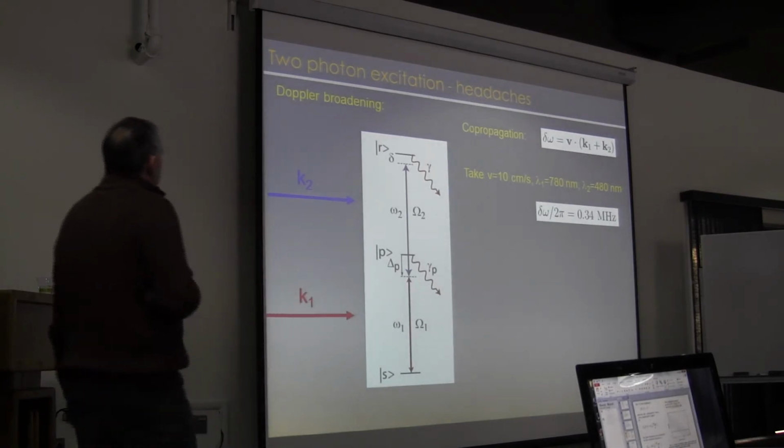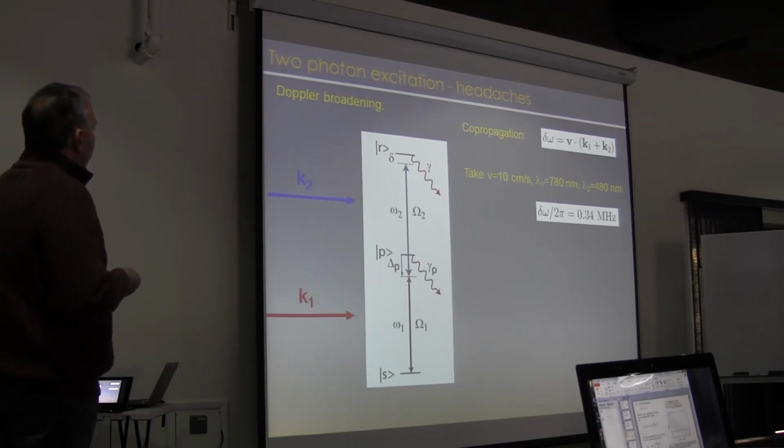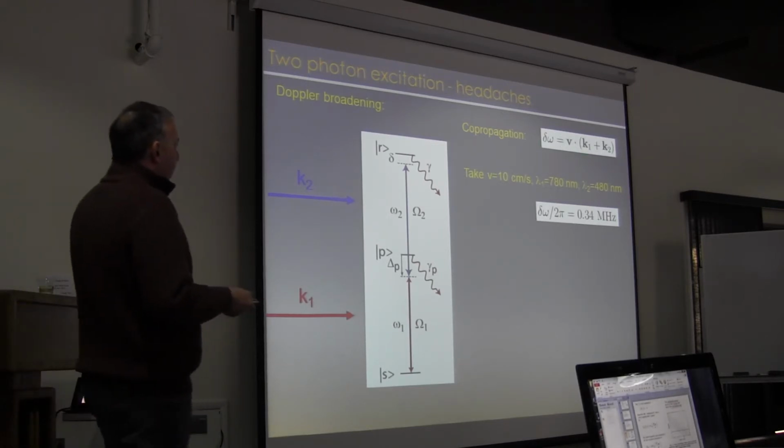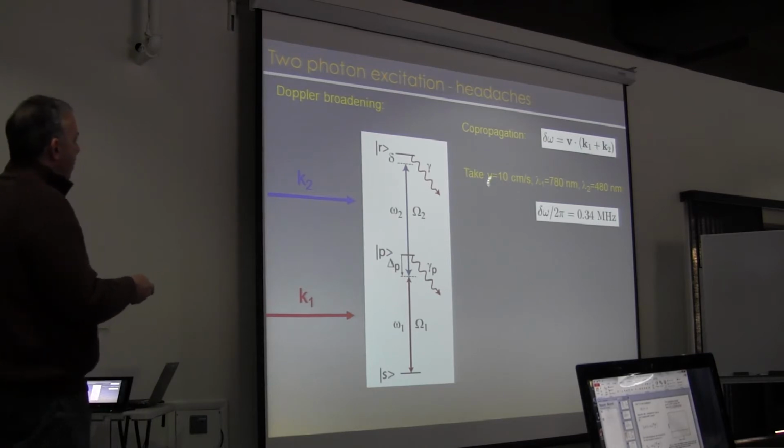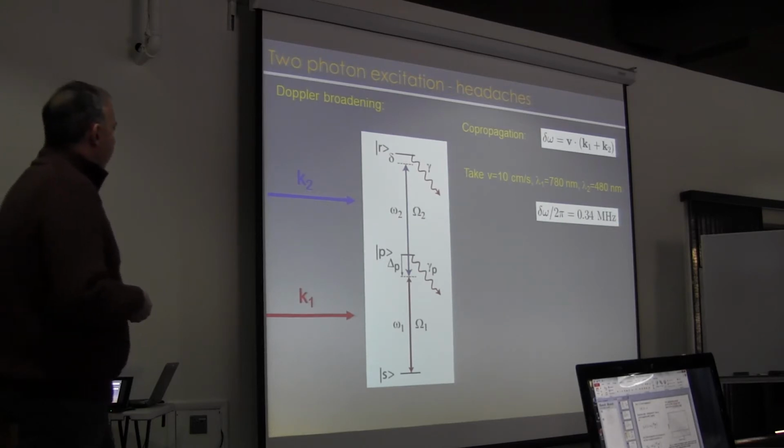The other issue with this two-photon excitation is Doppler broadening. If we co-propagate the two photons, then we pick up the full Doppler shift, so we get a Doppler frequency shift, which is the atom velocity times k1 plus k2. And if I take a cold atom with, say, a 10 centimeter per second velocity, we get about a third of a megahertz here, a Doppler, which is a fair amount.